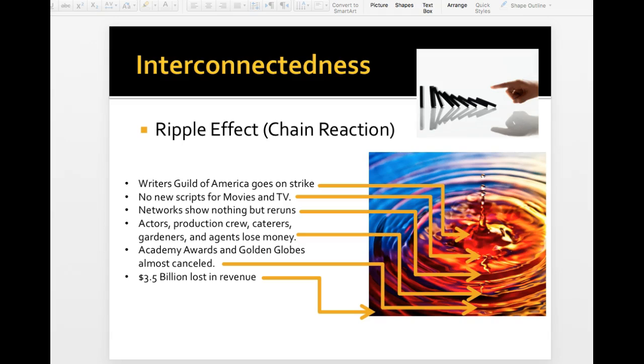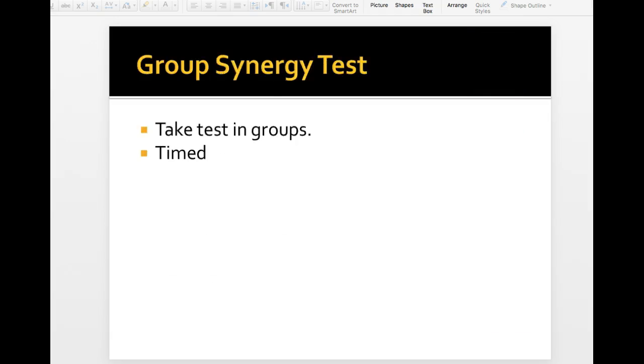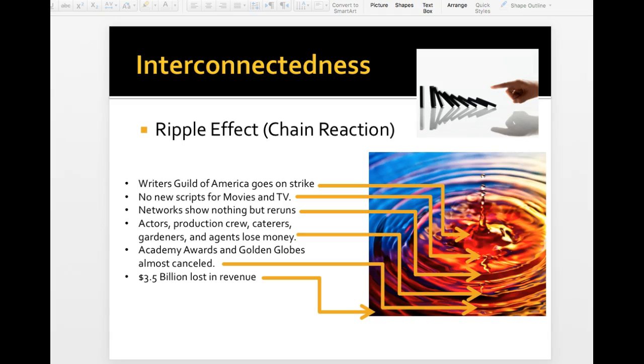They almost canceled the Academy Awards and the Golden Globes, which is a huge industry. And ultimately, by the time the strike was over, $3.5 billion was lost in revenue. So the actions of one small membership, the Writers Guild, going on strike had a huge impact on the entire industry. That's a perfect example of what that ripple effect can do.